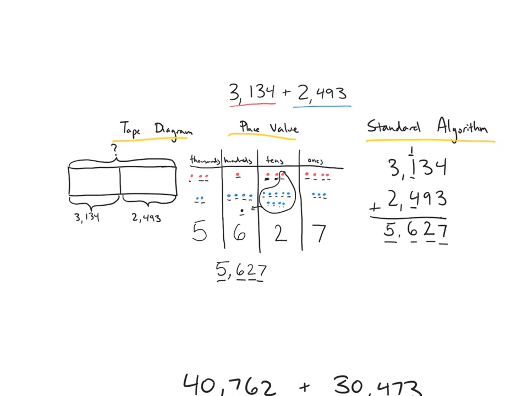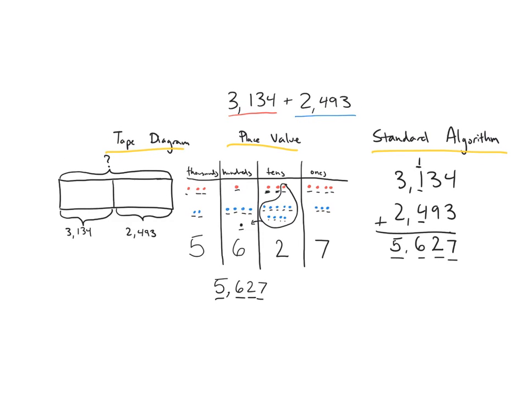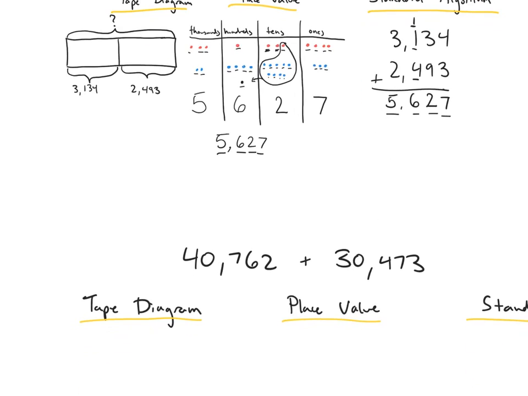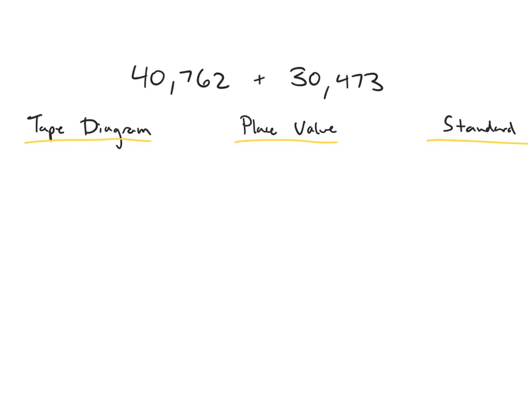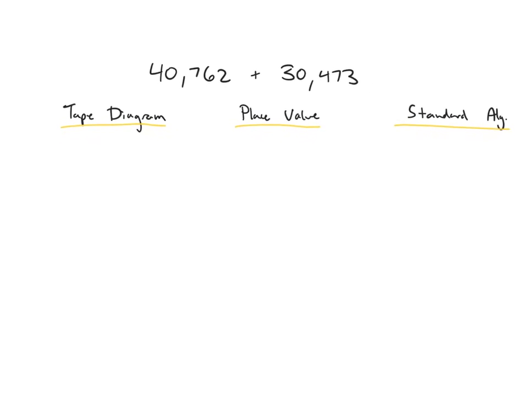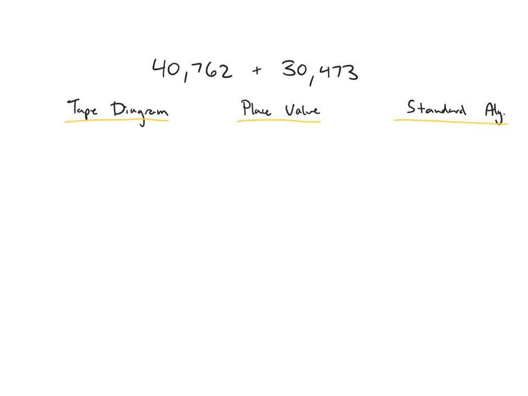So using all three of these strategies here, I have a pretty firm understanding of what's going on when I'm adding these two large numbers together. And so let's do another sample problem here, but this time using numbers that are a little bit larger. We're going to use the same strategy, a tape diagram, to help us understand what the addition's asking us. Then we're going to use a place value chart and then the standard algorithm.